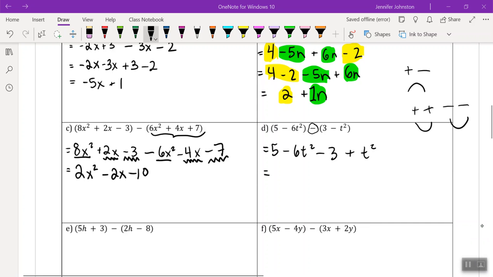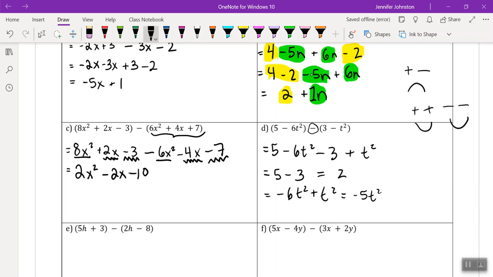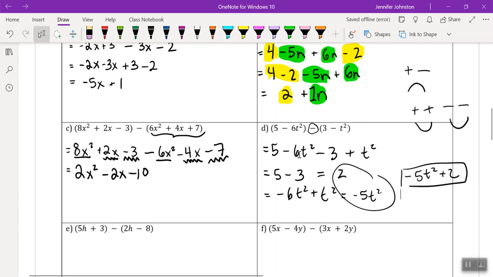Okay, so 3 and 5 are going to go together. Those ones do, and it's 5 minus 3, and negative 6t squared plus t squared. So we've seen it this way too, where we do each of them separately. You can do it this way, or this way, it doesn't really matter. Just if you're doing it this way, you have to write the final answer out in one go. You can't have it separated like that. So if you're going to put the constants together and get your answer, and then the like terms and get your answer, just make sure that your answer is all in one shot like that.